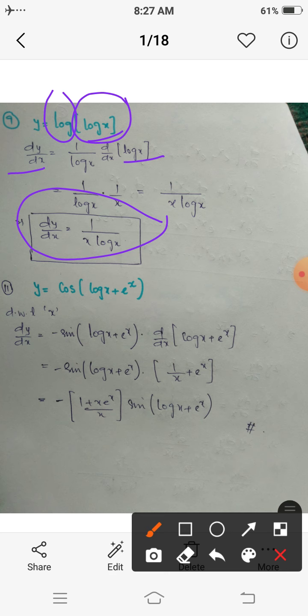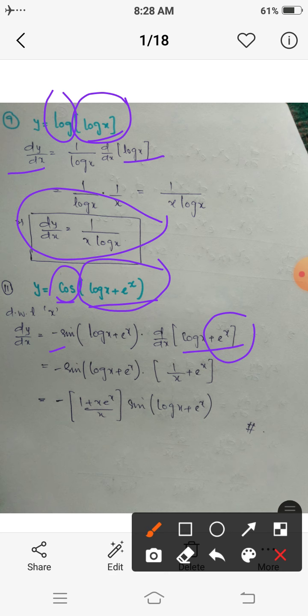Now the last one is cos of log x plus e raised to power x. Now differentiating this, firstly we have to differentiate this cos. It is minus sin of this angle, that is log x plus e^x. Then we have to differentiate the angle. Here the angle is actually the sum of two functions, one log x, second one e^x. So it is d by dx of log x plus e^x, which is simply, differentiation of log is 1 upon x and differentiation of e^x is e^x. So it is 1 upon x plus e^x, which is simply, after solving, minus (1 plus x e^x) upon x into sin of log x plus e^x.